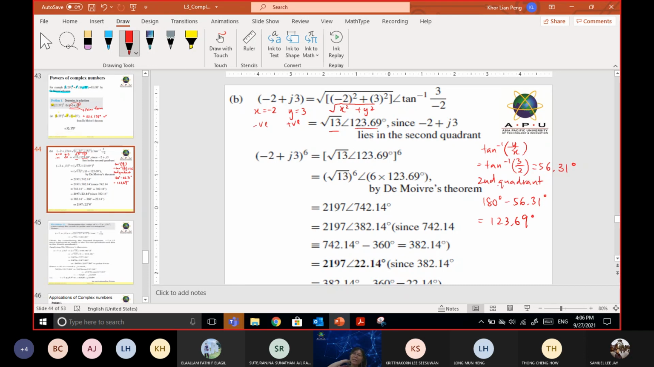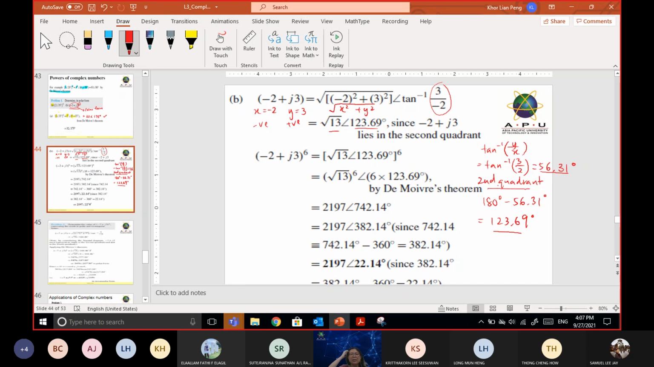Okay, so guys, can you see now, right? If you put in the negative sign, you will realize that when you press your calculator, you won't get 123.69. You will get 123.69 if you calculate the basic angle, then identify it is in the second quadrant. If you already put in the negative sign and you press your calculator, you will not get 123.69. So please take note. That's why I don't actually like to put in the sign.